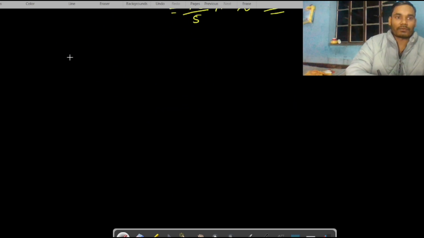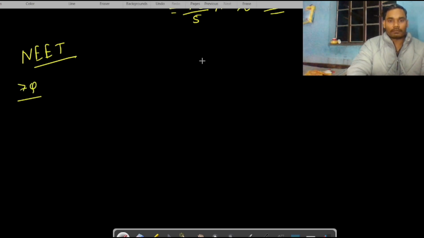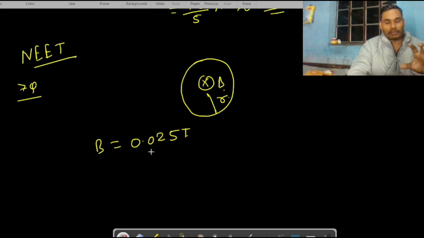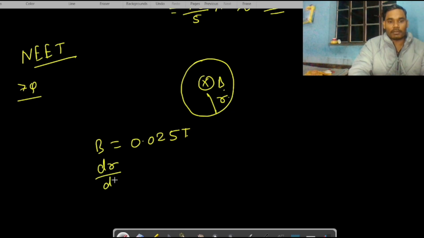NEET previous year question. Here we have a loop of wire, and a magnetic field in this direction. The value of the magnetic field is 0.025 Tesla. The radius of this loop of wire is decreasing. This loop is shrinking, and the rate of shrinking is given here: dr upon dt, which is 1 millimeter per second.